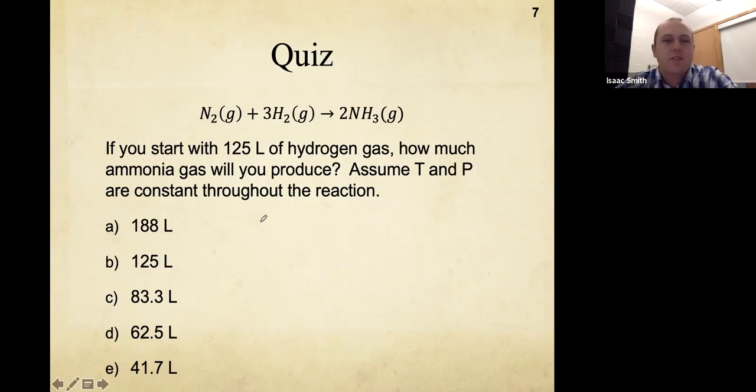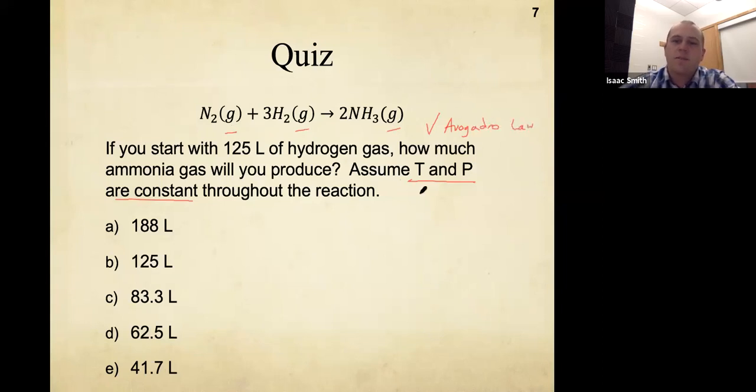All right, so the question says, if you start with 125 liters of hydrogen gas, how much ammonia gas will you produce? So we're going to assume temperature and pressure are constant, okay? And these are all gases. So that means we can use Avogadro's law, right?